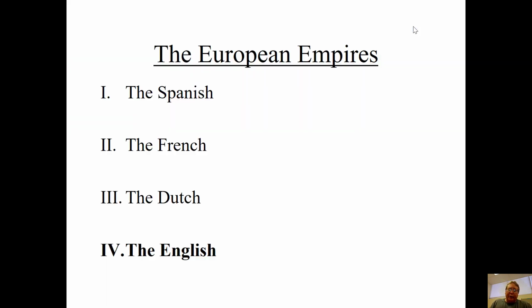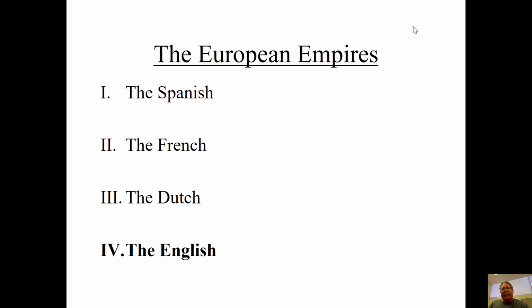Now, the next one we're going to turn to is, of course, the one that matters the most when you're talking about American history, and that is the English. And what is the most surprising here is how late in the game the English are compared to the Spanish, the French, and even the Dutch. All three of those powers have established colonies in the New World, and the English haven't even gotten started yet.